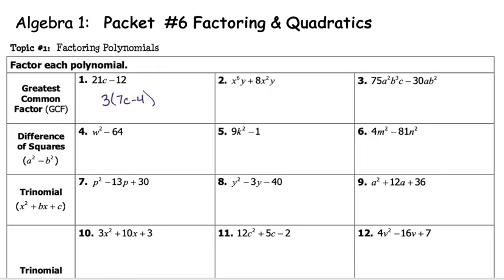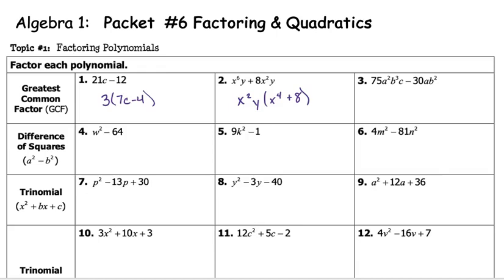Okay, number 2, I have x to the 6th y plus 8x squared y. Well, 1 and an 8, so I don't have a coefficient to take out, but I do have an x squared and an x to the 6th. Take out the smallest one, it'll be in both of them, so I'll take out an x squared and a y. What does that leave me with? Well, it leaves me with x to the 4th plus 8.